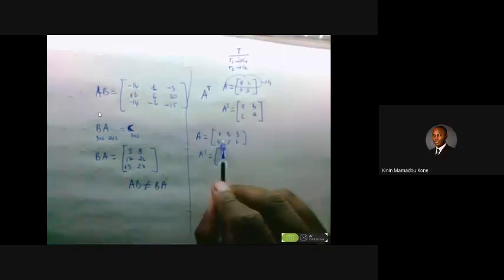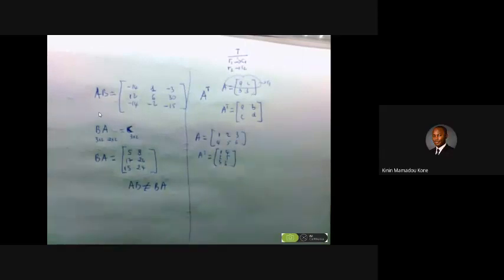Let's see quick examples of that. Let's say I have a matrix A with entries 1, 4, 2, 5, 3, 6. A transpose is going to take this row here and turn it into a column. Row 1 becomes column 1. Row 2 here becomes column 2.